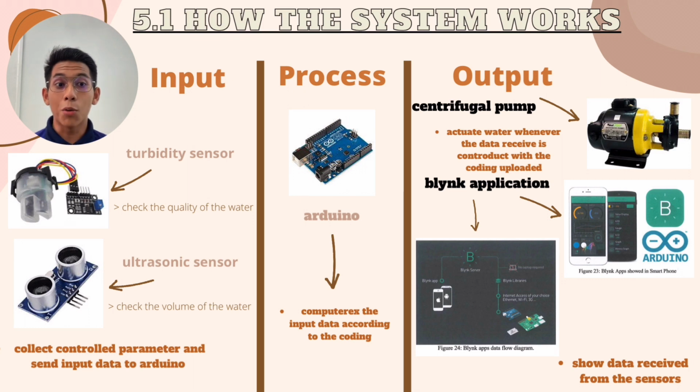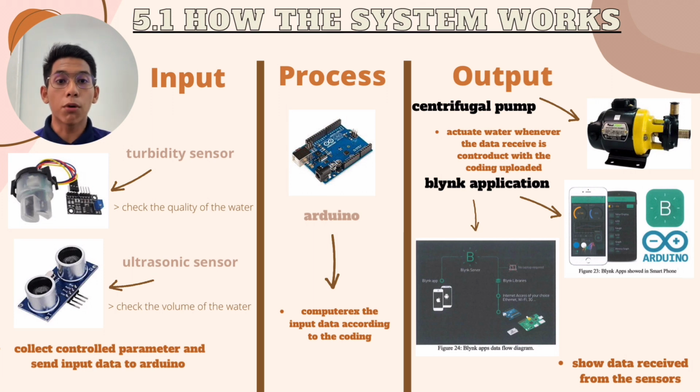So how does our system work? We have divided it into 3 main components, which are the input, process, and the output. For the input, we have the turbidity sensor, which is to check the quality of the water. And second, we also have the ultrasonic sensor to check the volume of the water. These two sensors will collect the control parameter and send the input data to the Arduino.